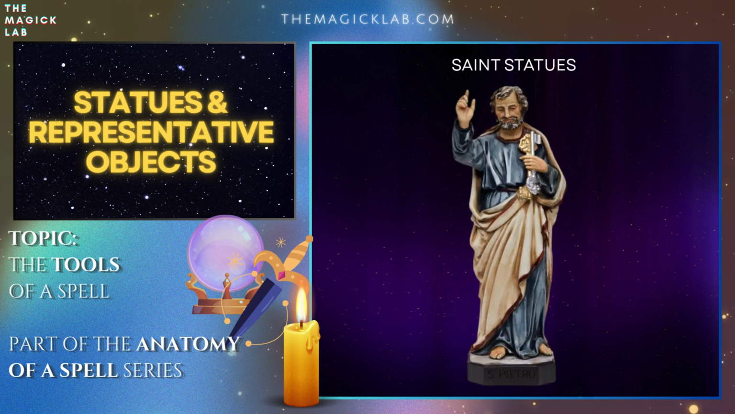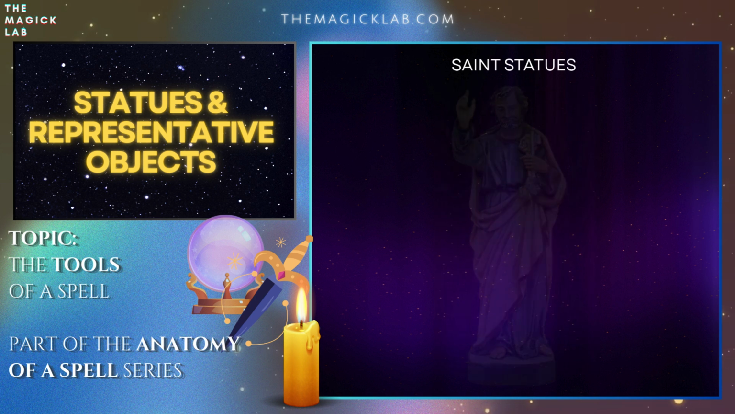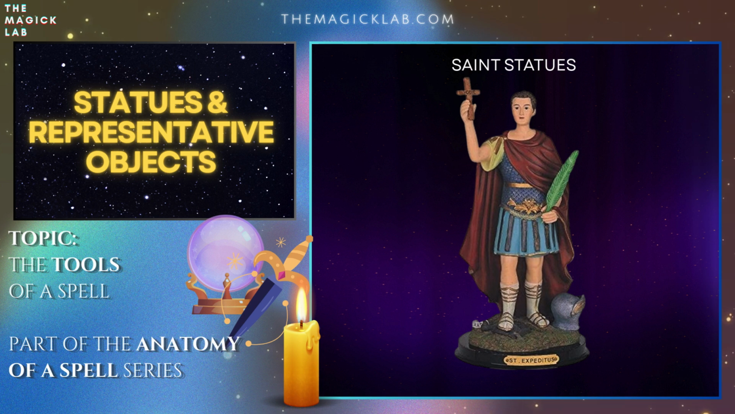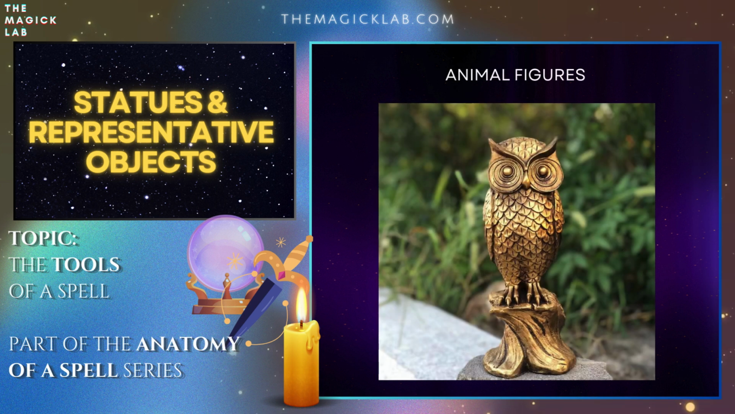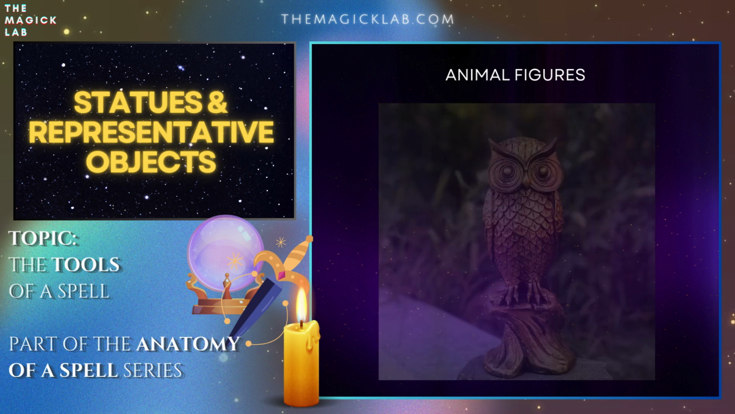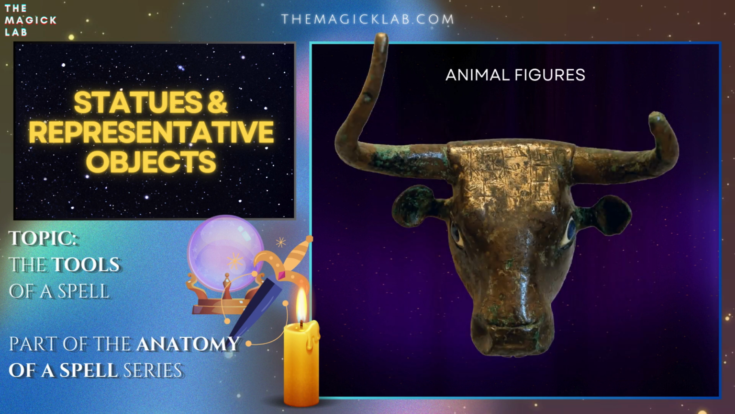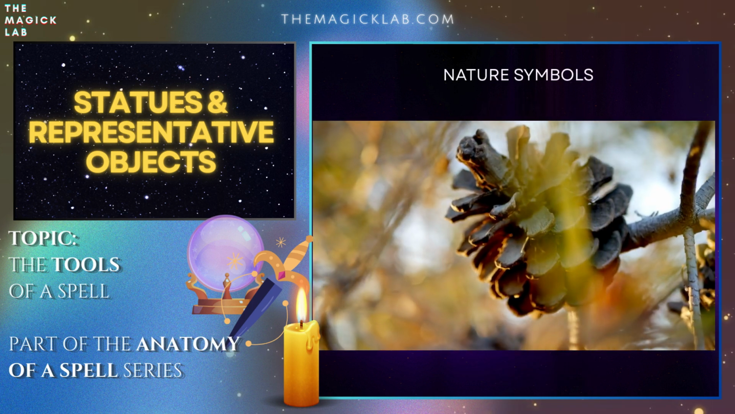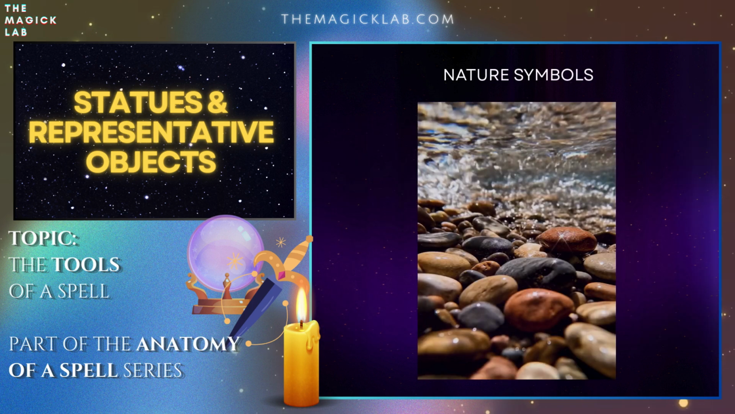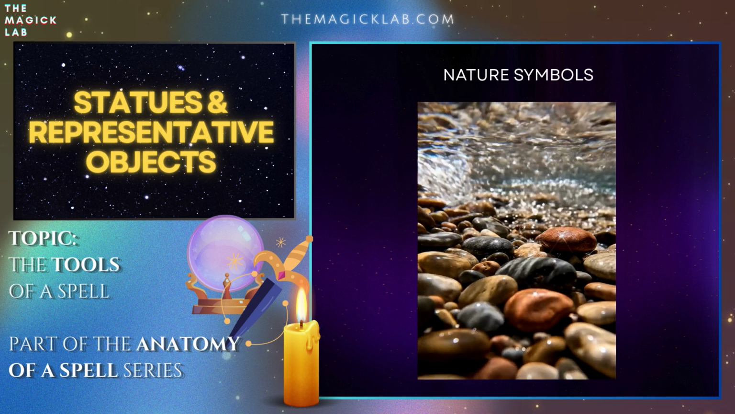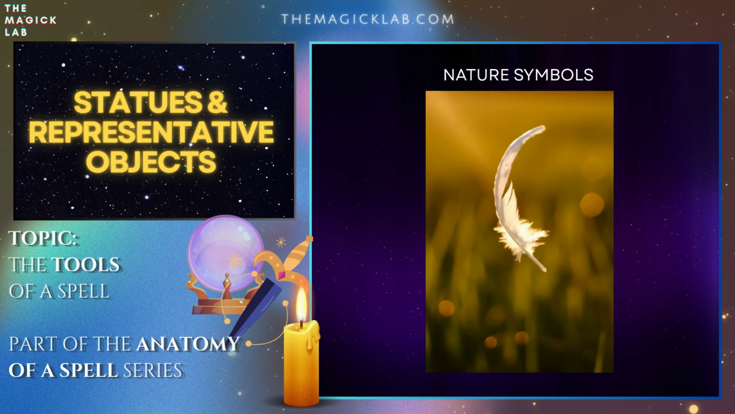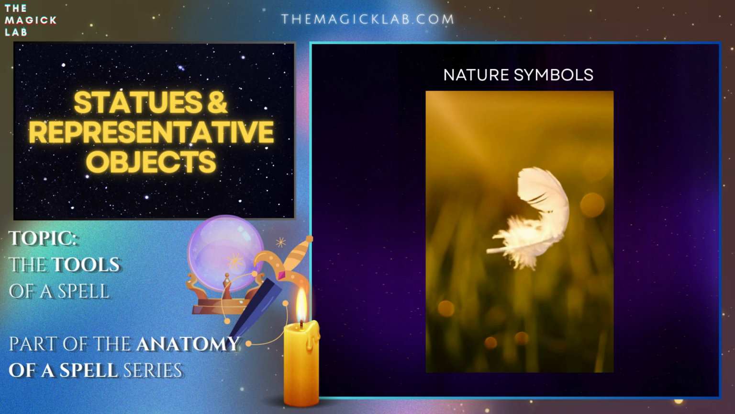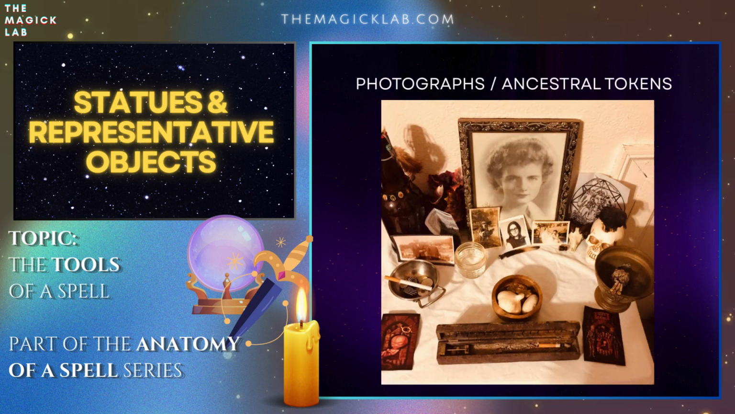These are used across folk magic and Catholic traditions to invite in a saint's virtues, protection, or intercession into the work. Animal figures can represent instincts, qualities, or allies, like, for instance, the owl for wisdom, or the bull for strength, or the cat for protection and liminality. Symbols of nature, such as pine cones, stones, feathers, these objects will carry the essence of the natural world. They can signal growth, grounding, movement, elemental support.